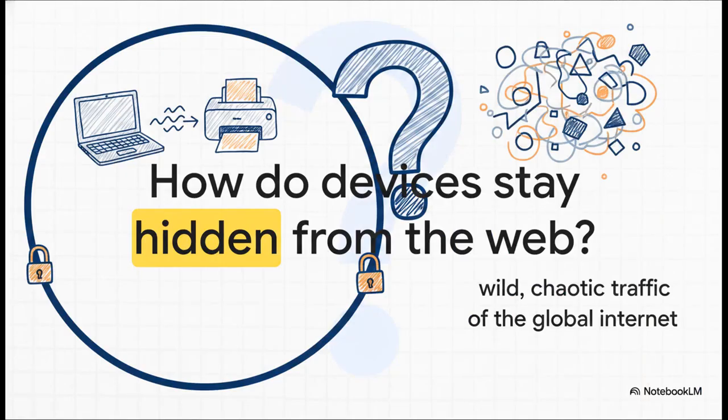Okay, let's dive into this. It's kind of a paradox we experience every single day. Have you ever wondered how exactly your laptop instantly finds your wireless printer, but at the exact same time, both of those devices stay entirely hidden and totally protected from the wild, chaotic traffic of the global internet? Well, it's all thanks to a pretty elegant system of boundaries.